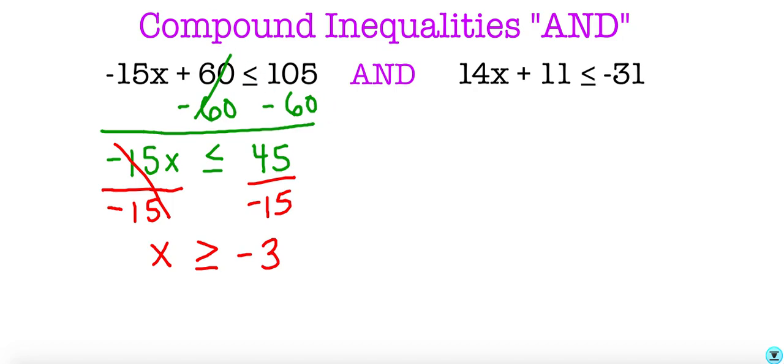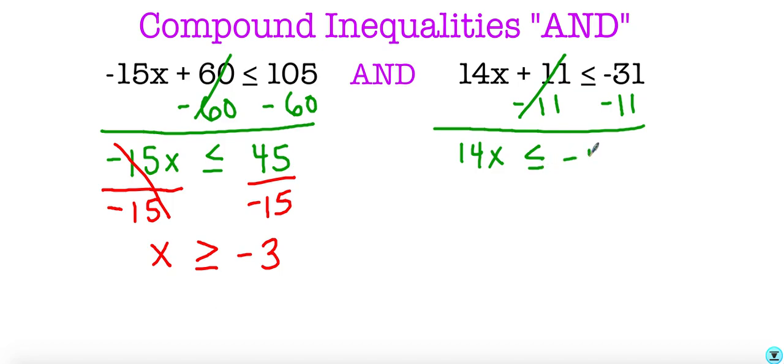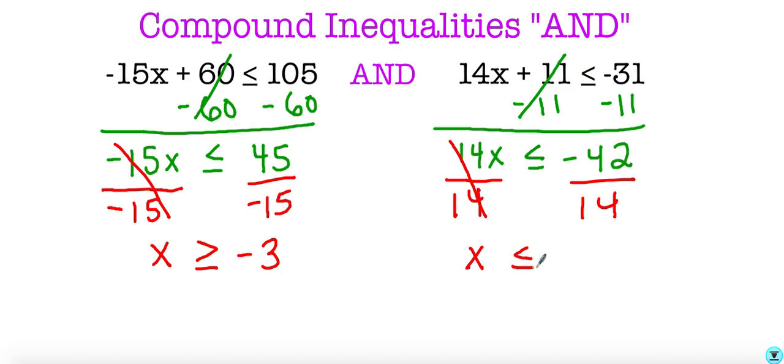So let's do the same thing for our second inequality. We have 14x plus 11 is less than or equal to negative 31. So let's start off by subtracting 11 on both sides. And we have 14x, this cancels out, is less than or equal to negative 42. So here, we'll divide by 14 on both sides. Because we're dividing by a positive, we do not need to flip our inequality. So x is less than or equal to negative 3. So let's plot this and see how it looks on our number line.